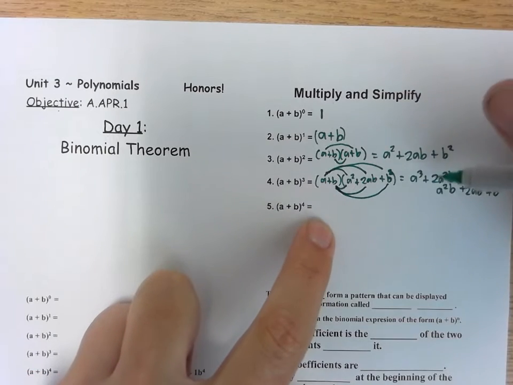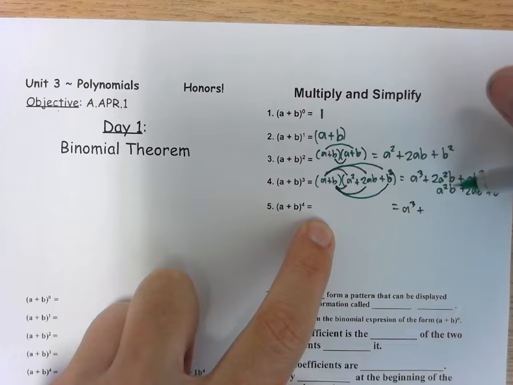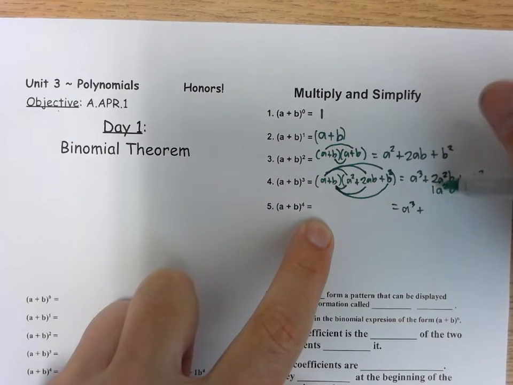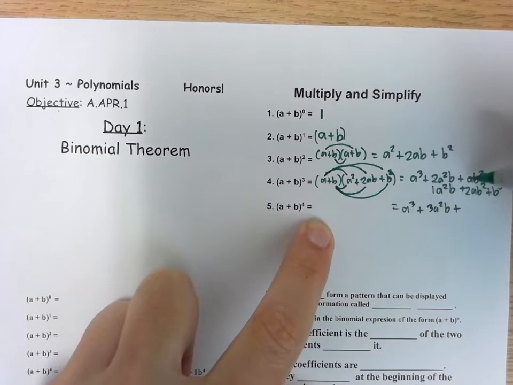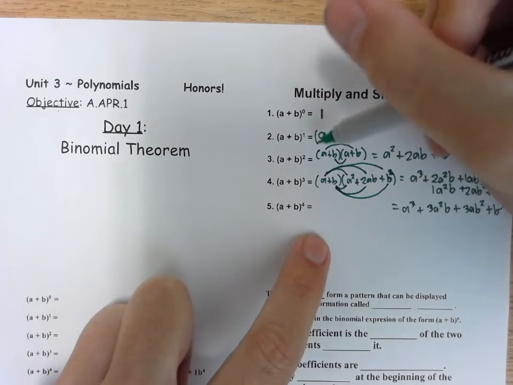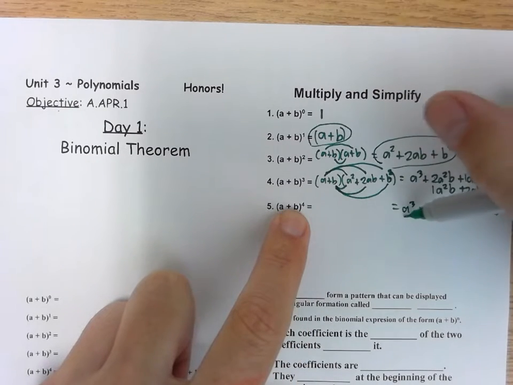And when you work that out, that's going to end up being a cubed plus, these are like terms because they have the same variables and exponents. So that's going to be 2 plus 1, so 3a squared b. And the same thing here, 3ab squared plus b cubed. And that can get pretty complicated. You know, the more that you get that exponent higher, the more complicated this is going to be. And we don't want to have to keep doing that.